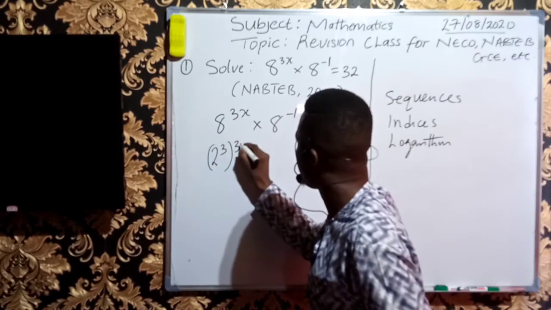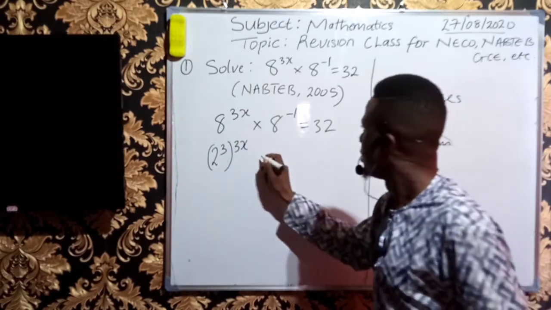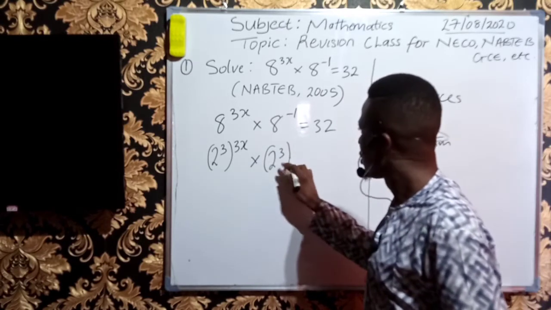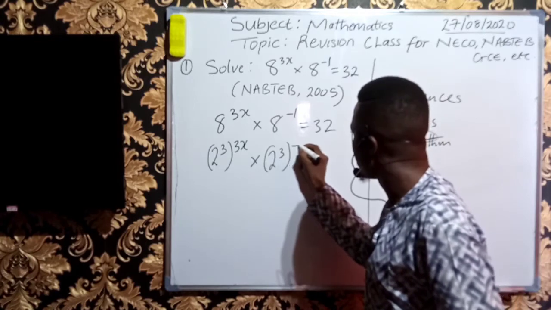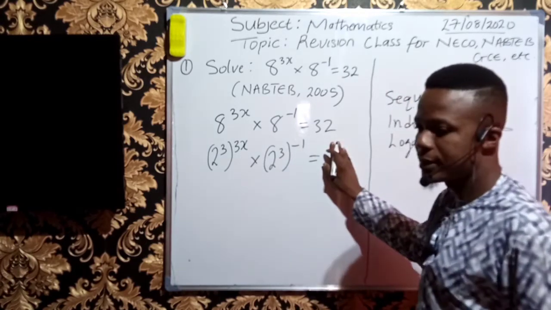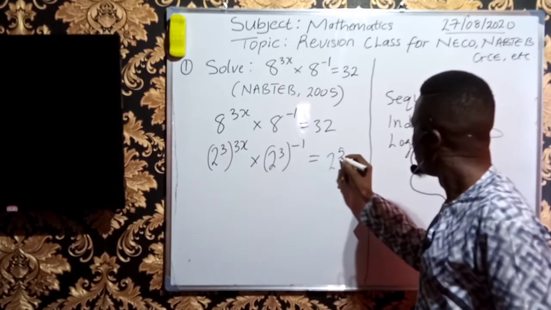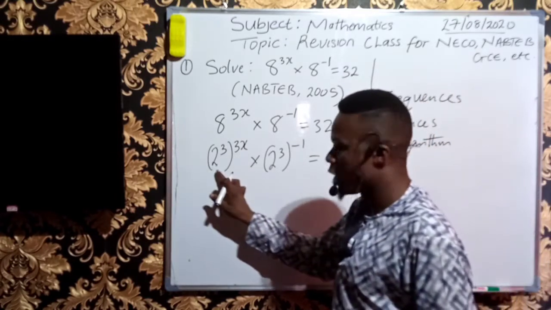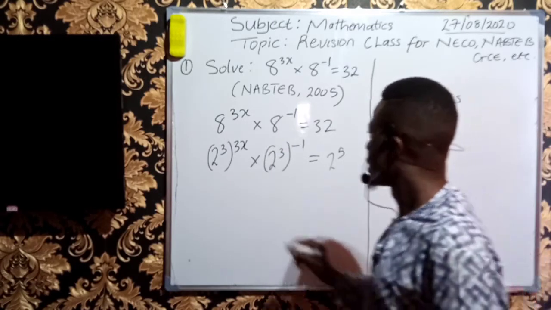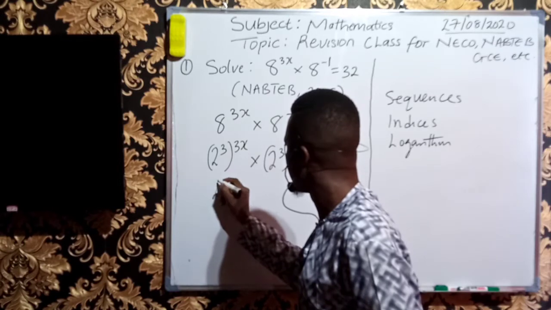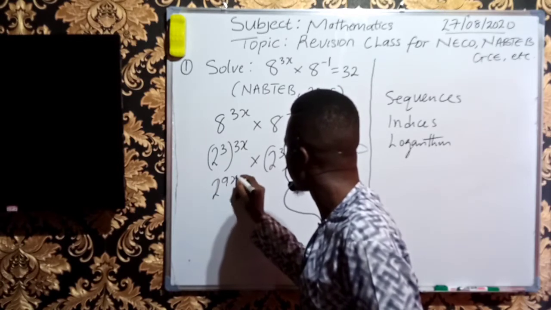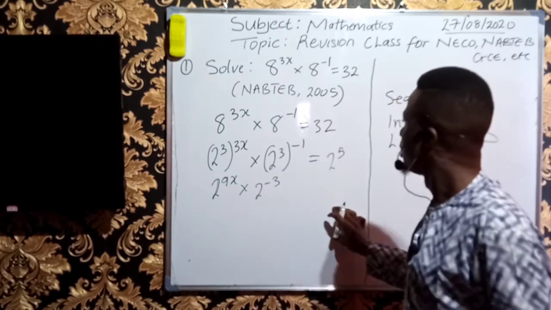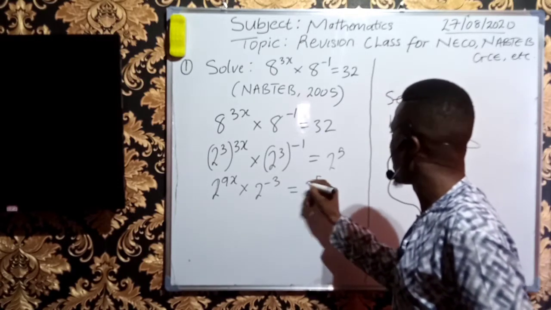Don't forget your 3x, which is your power, multiplying. Seeing 8 again, I'll write 8 as 2 power 3, because 2 power 3 is still 8. Don't forget your minus 1 equals. Seeing 32, I will call it 2 power 5, because if I raise 2 to a power of 5, I will get 32. So the idea is to make all of them have a common base or a common power. Now, 3 times 3x will give us 9x here as a power, times 3 times minus 1 will give us minus 3. So this is now 2 power of 5.